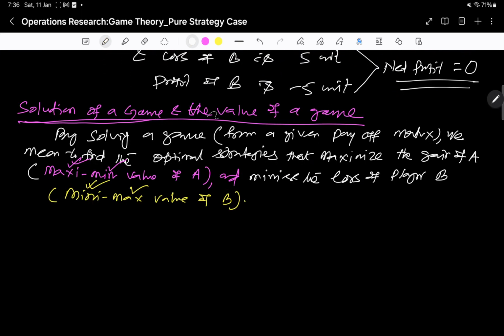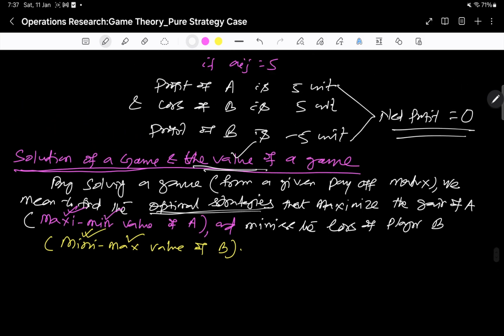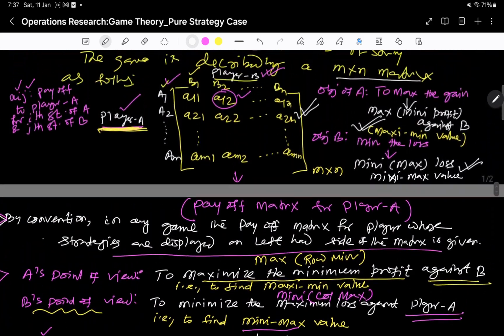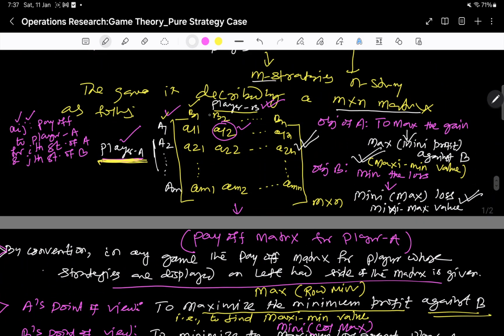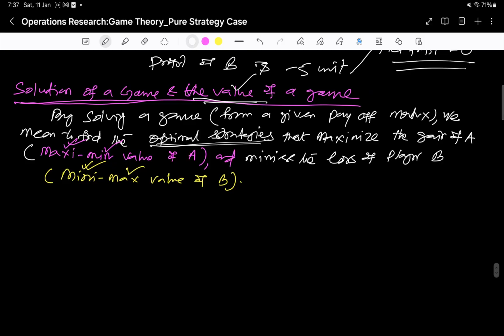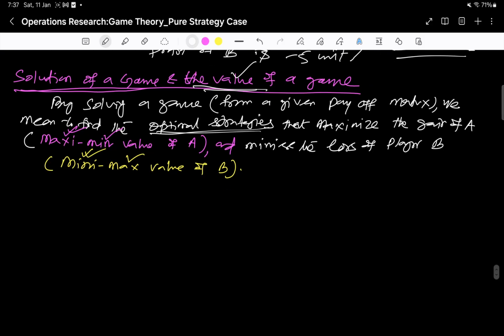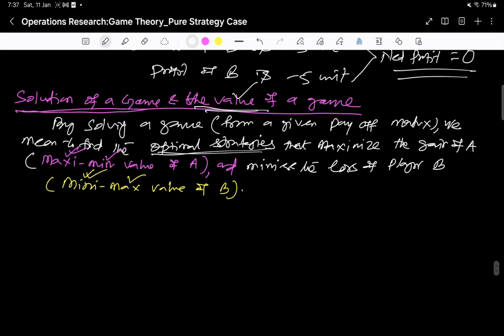So now coming to the value of the game. Solution of the game means we find the optimal strategy. That means which strategy of A and which strategy of B will be chosen, that will keep player A and player B in the most profitable position. That means player A will maximize the gain, player B will minimize the loss. If I solve one example, then your idea will be clear.